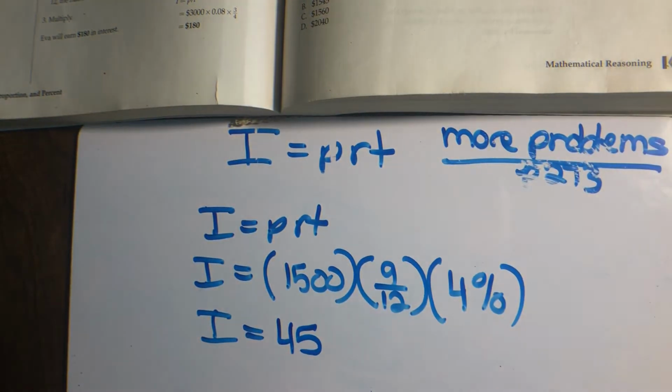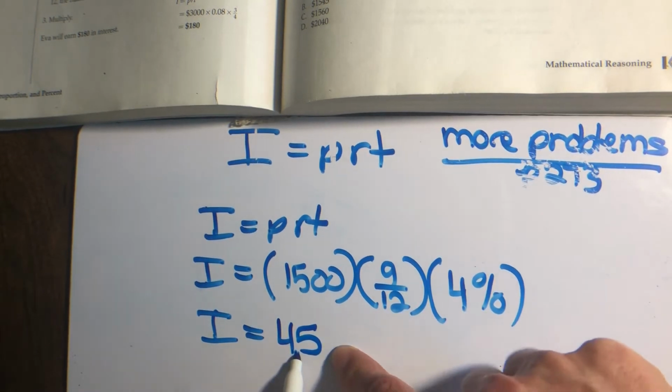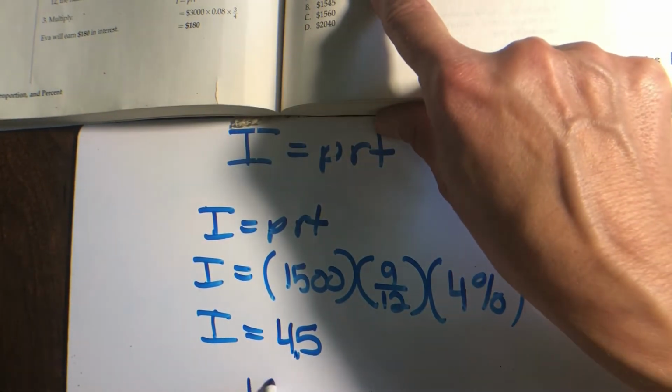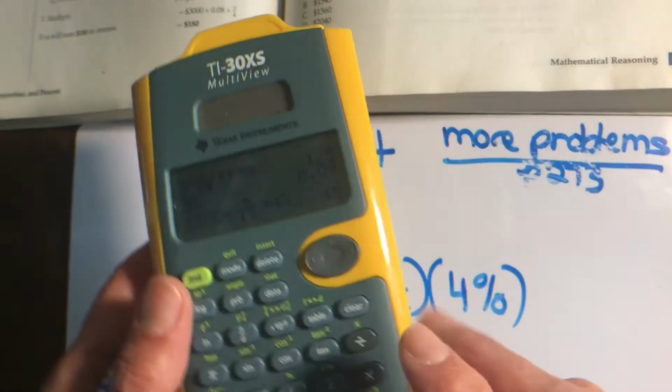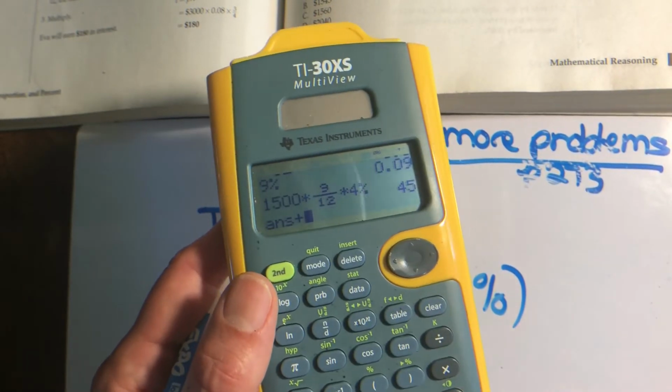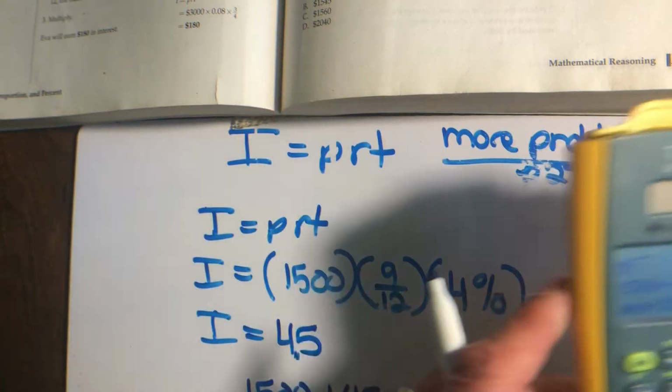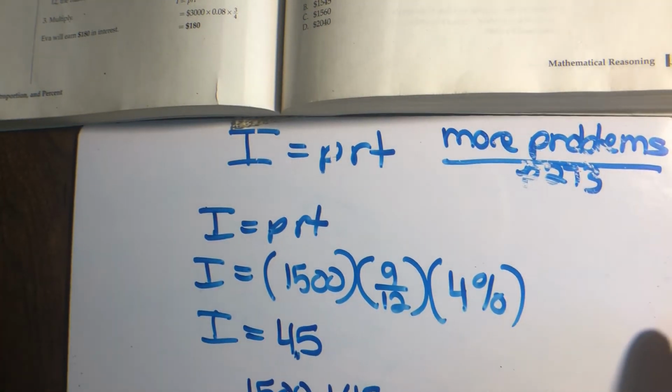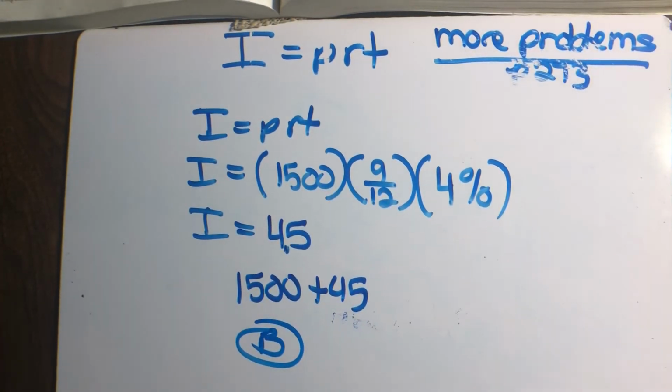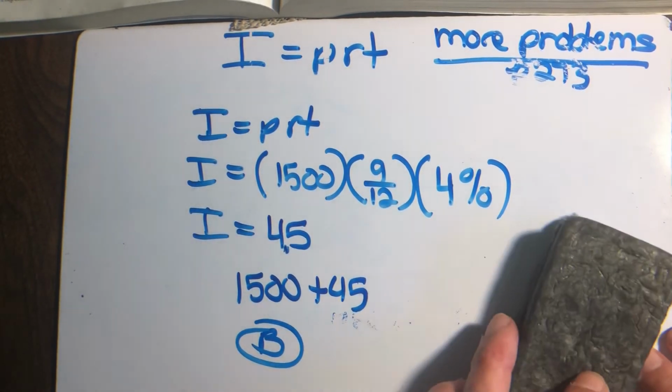Okay. But that's not how much he pays back because he borrowed the $1,500. So you got to have your $1,500 plus your $45. Well, 45 is already in my calculator, so hit your add, $1,500, and there's your choice, B. All right? So that one's not too bad. Just got to watch it and read it all the way through.